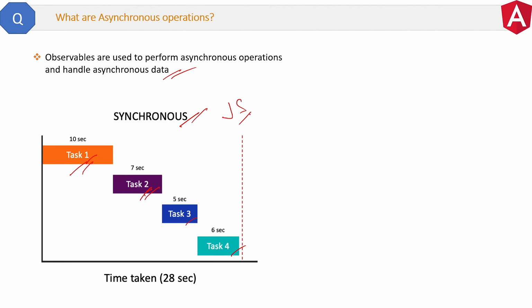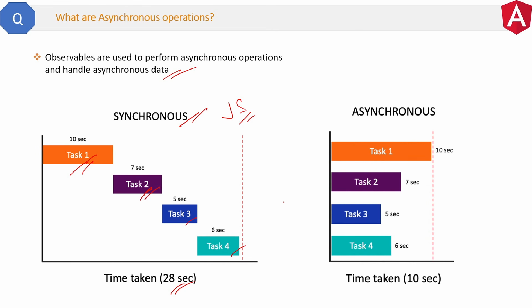Now if you notice here, these 4 tasks will take around 28 seconds to complete. On the other hand, asynchronous programming, if task 1 is running, then in parallel other tasks can also run. Here you can see in the diagram that the whole set of 4 tasks will be completed in just 10 seconds. Sometimes, depending on the CPU, it may take some more time also, but in any case, asynchronous programming is more efficient than synchronous programming.